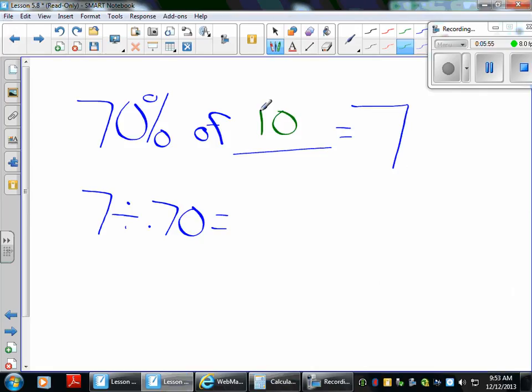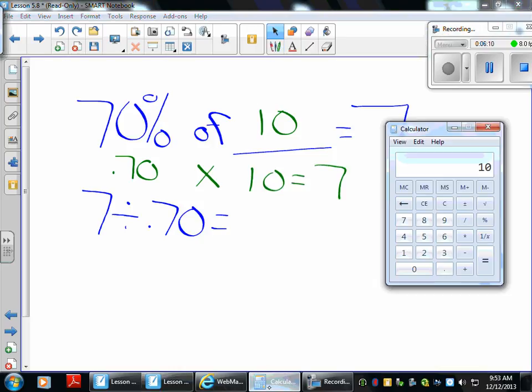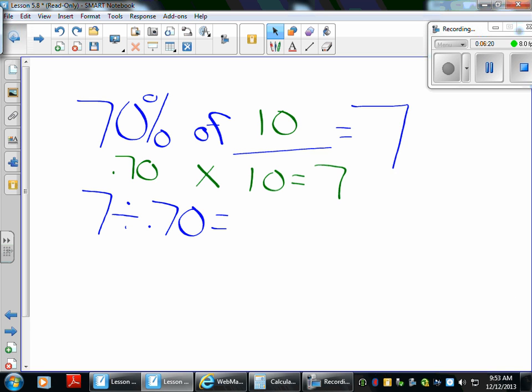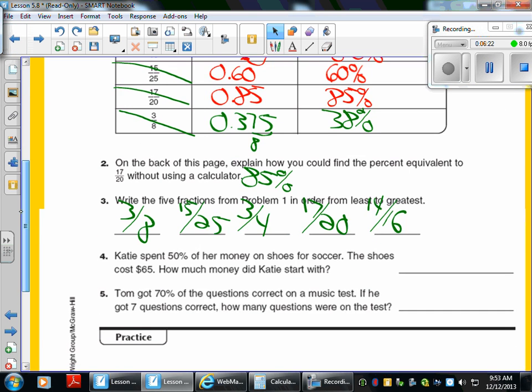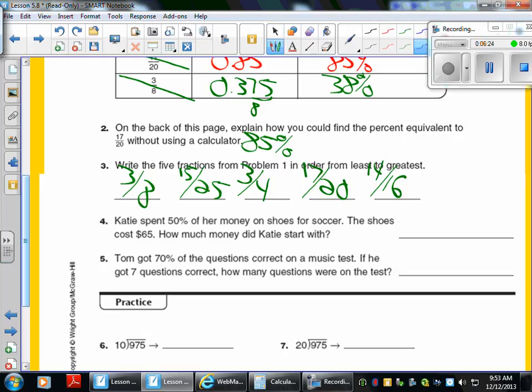70% of 10 equals 7. We can also check our work. 70% would be 0.70. Of means multiply, like I taught you today. 0.70 times 10 equals 7. How many questions were on the test? 10 questions were on the test.